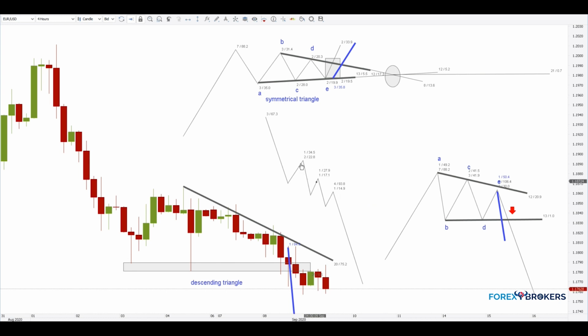Well, what is this? How do we call this one? This is called the triangular pattern. And the triangle, because it starts at a higher point than the point that it ends.